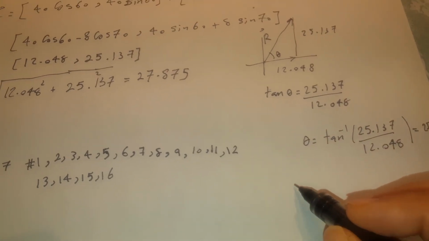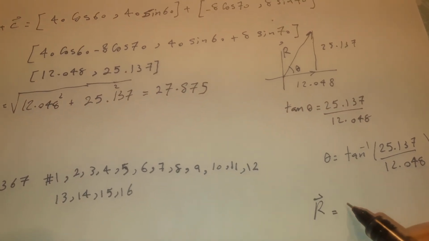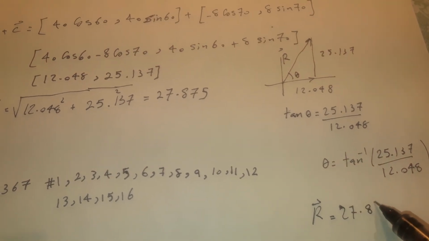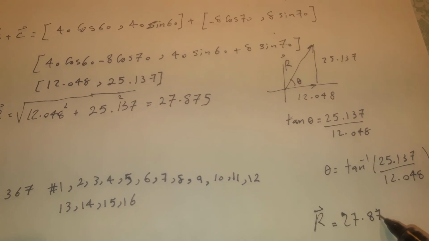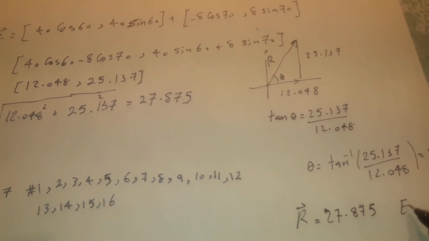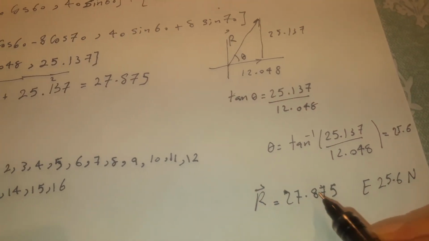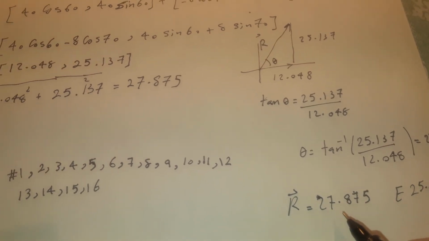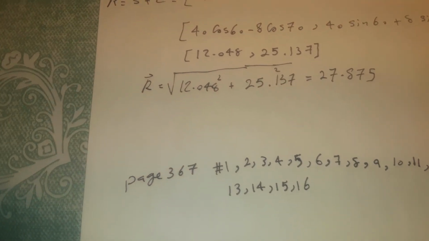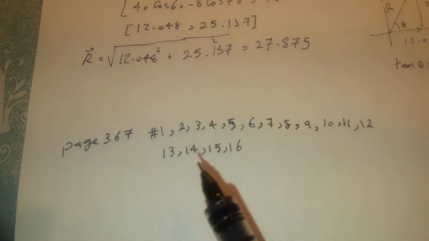So the vector R is equal to 27.875, east 25.6 north. That would be the direction, and this is the magnitude. So any vector has a direction and a magnitude. So I want you to go to page 367 and do all of these questions for me.